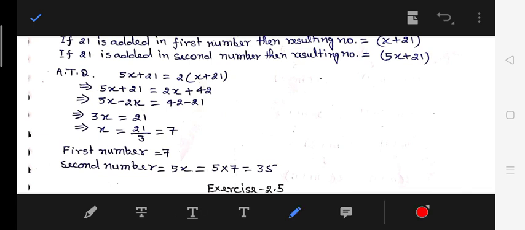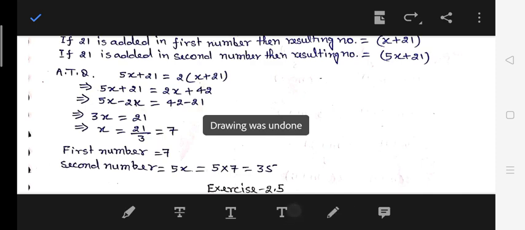So what is the first number? The first number is x, so the first number will be 7. The second number is 5x, and the value of x is 7, so 5 into 7 is equal to 35. So the first number is 7 and the second number is 35.